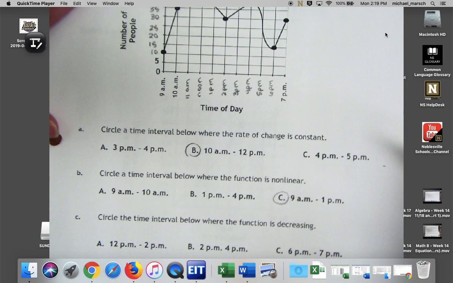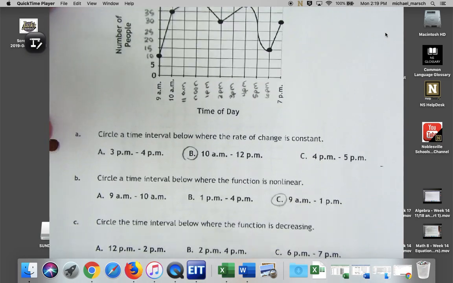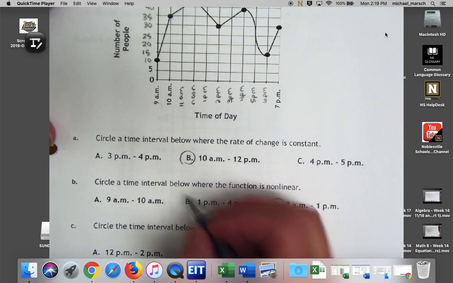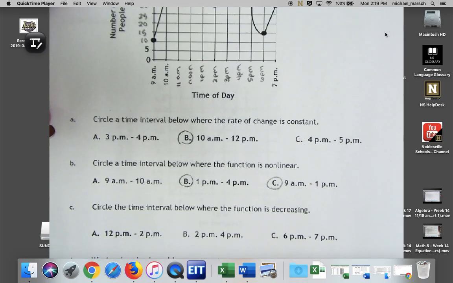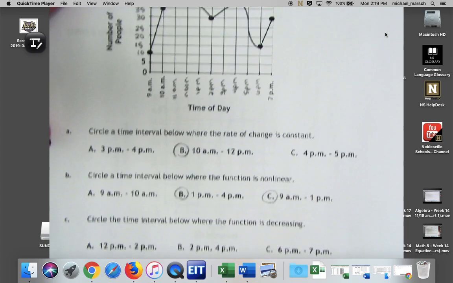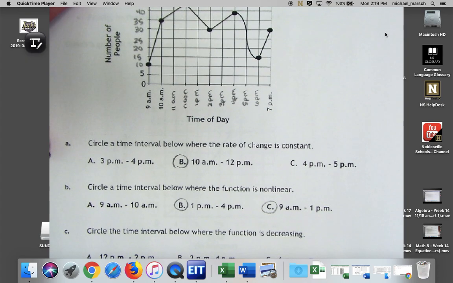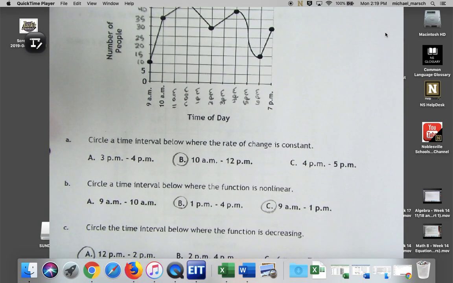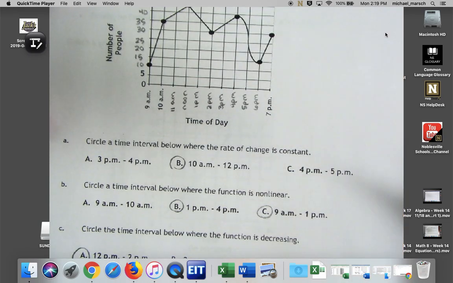Wouldn't 4 p.m. to 6 p.m. be non-linear since it's not a line? It would, but it's just not one of the choices. You could put 1 to 4 because if you look, it's going negative and then increasing, so this could work too. Where is it decreasing? It's 12 to 2. 12 to 2 is decreasing, 2 to 4 is increasing, and 6 to 7 is increasing.